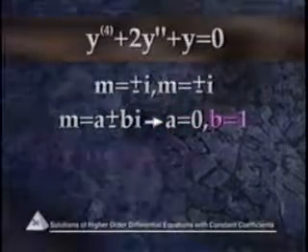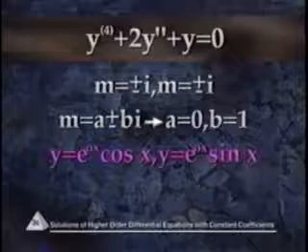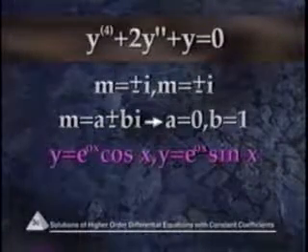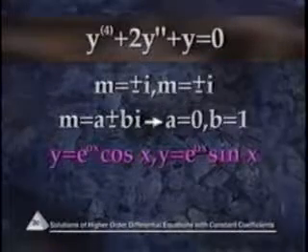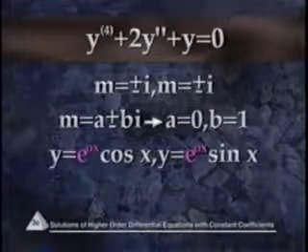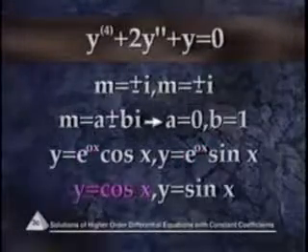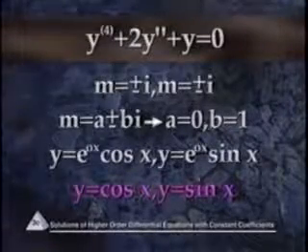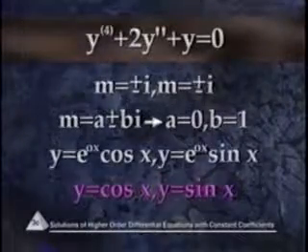Plugging these values into the formula here, we get y equals e to the 0x times the cosine of x and y equals e to the 0x times the sine of x. Since e to the 0x equals 1, we end up with the two linearly independent solutions, y equals the cosine of x and y equals the sine of x. But this is only half of our solution set.